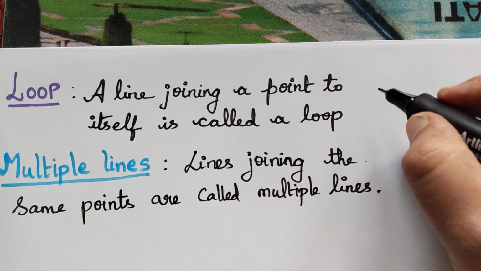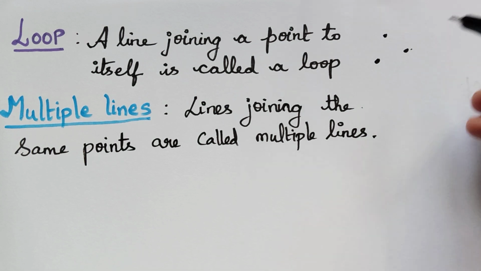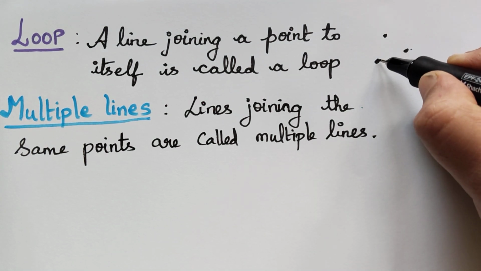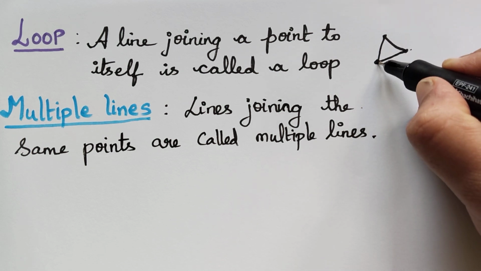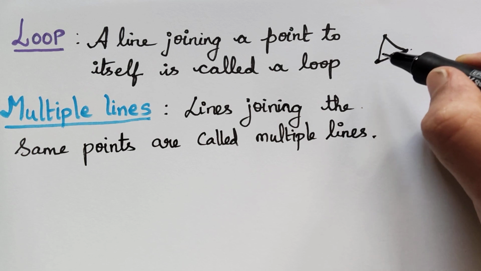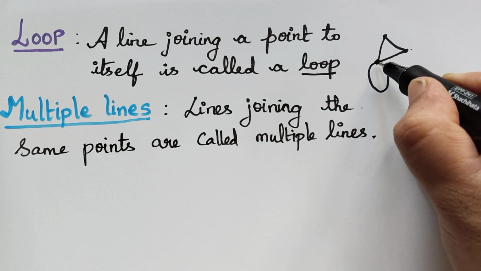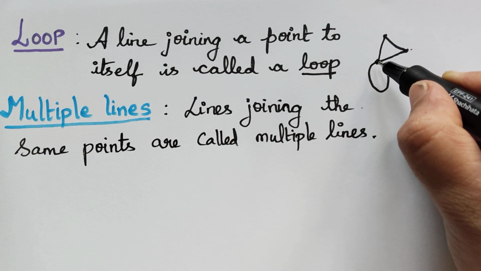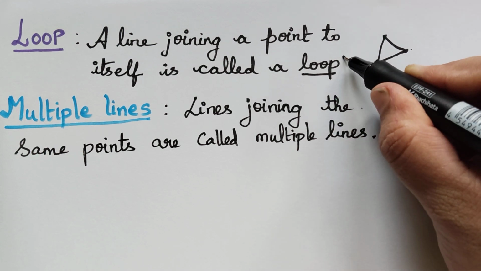For example, if we take some 3 points like this, and there are edges between them. So, these are the edges. Now, we know that this is a vertex. When a line joins a point to itself, it is called a loop. So the loop will be like this. If we start from here and come back to the same point, such a line is known as a loop.